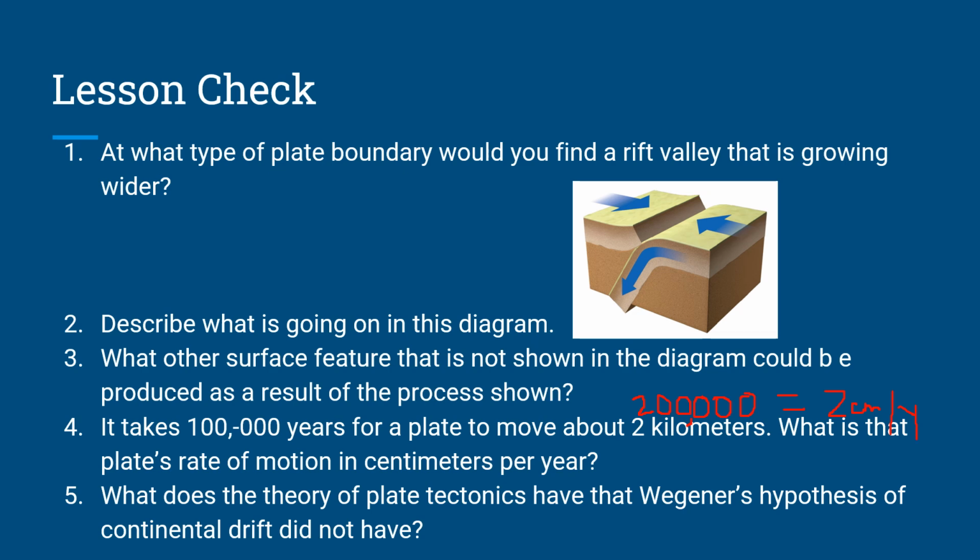What does the theory of plate tectonics have that Wegener's hypothesis of continental drift did not have? The theory has an explanation for why and how the continents move. They're part of plates that move across Earth, carried by mantle convection currents. Wegener's hypothesis didn't have a reasonable explanation for how the continents moved.